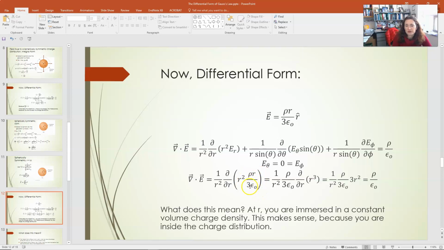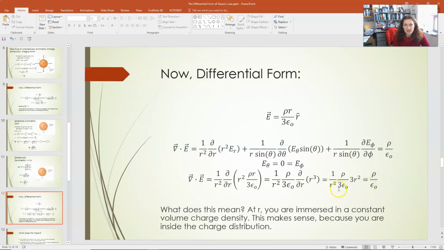Now, rho over 3 epsilon naught is a constant, so I can pull it out. I still have out front this 1 over r squared from before, and then I multiply that times rho over 3 epsilon naught, and I'm taking the partial with respect to r of r cubed, which is what I have left inside my parentheses. The derivative of r cubed is 3r squared, and so then I have 1 over r squared, rho over 3 epsilon naught, times 3r squared. The r squared cancels out, top and bottom. The 3 cancels out, top and bottom, and I'm just left with rho over epsilon naught.